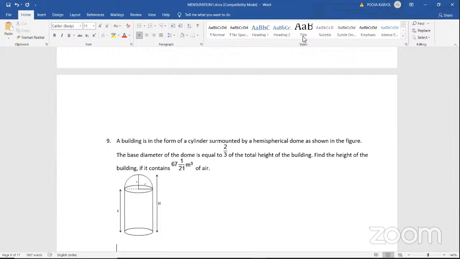What is the base diameter they have given? Two by three into H. 2 by 3 into h. Correct. Okay, that is the whole height, not just the cylinder's height.